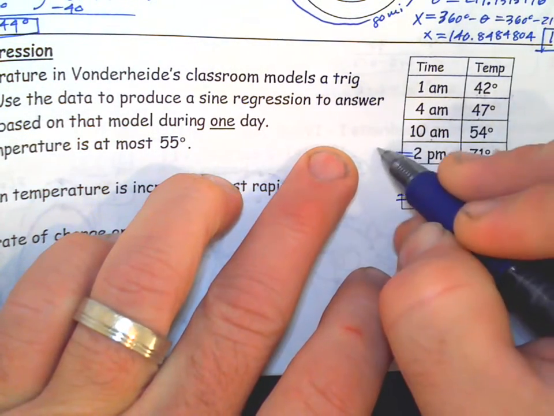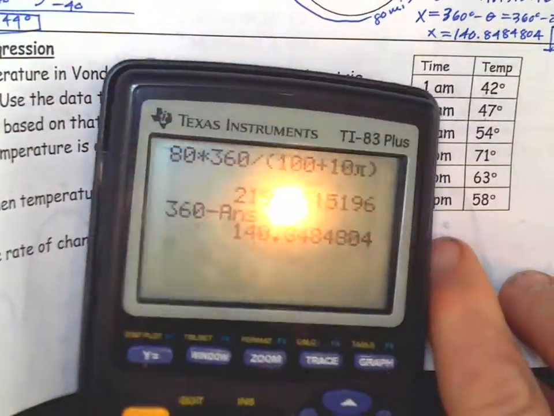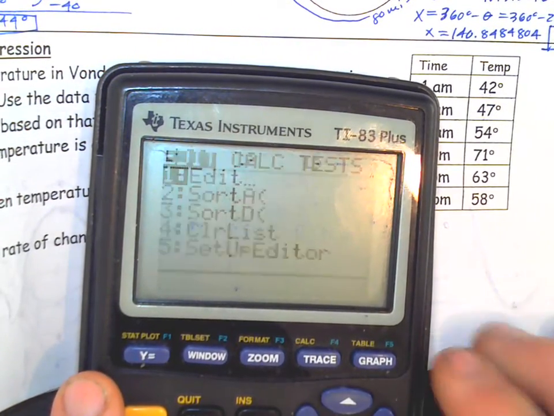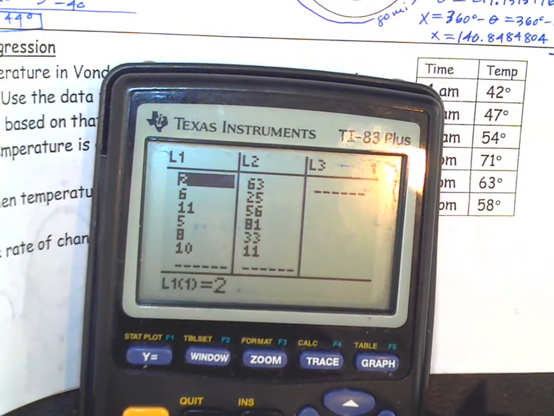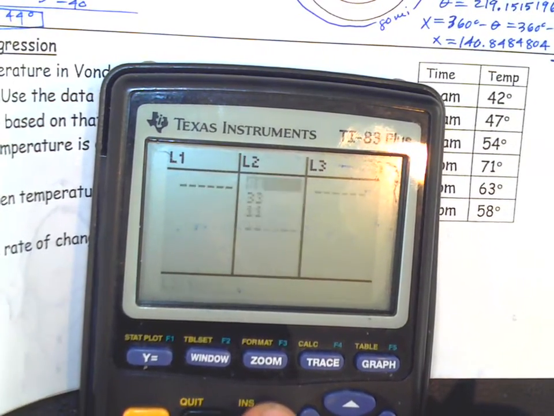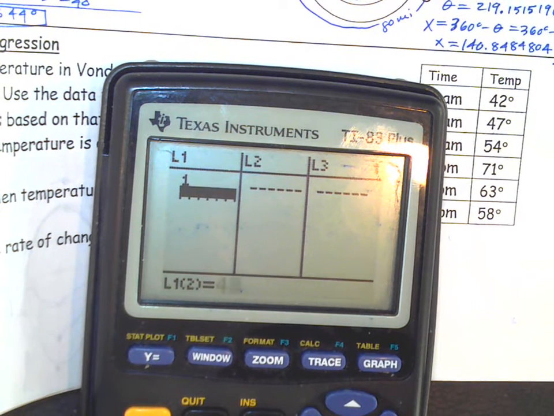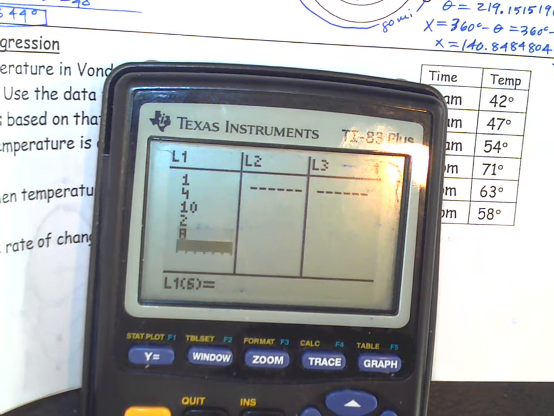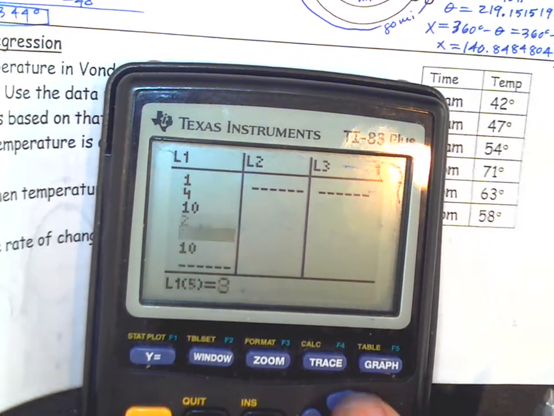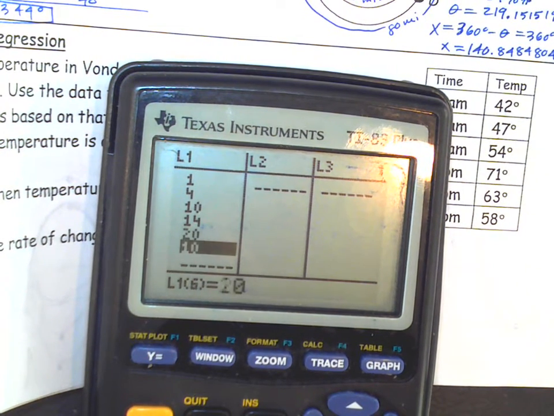So you've got to add 12 to these: 14, 20, 22. And so we've got to enter these in. Stat, edit. I have a bunch of numbers in here already, so I'm going to delete these real quick. I'm going to type these in: 1, 4, 10, 14, 20, 22. If you enter the PM times, it doesn't know it's PM. So what happens is it just treats them like they're the same time. So you've got to make sure you do that.